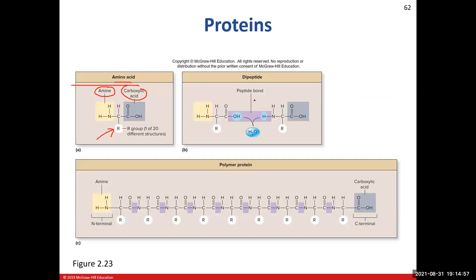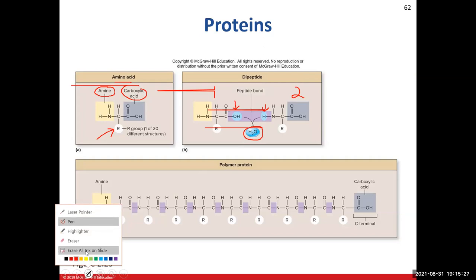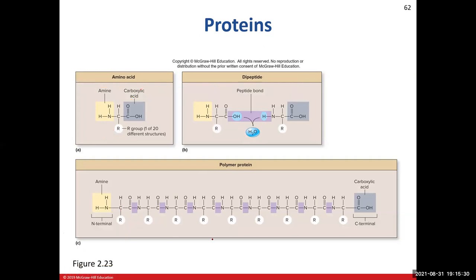That's what we're seeing here in this picture. Here's one amino acid. Here's the other amino acid over here. So here we can see we're going to cleave off this hydrogen ion off of our amine group, and then we're going to cleave off this hydroxide molecule off of the carboxyl group, and they're going to come together and they're going to form water. And so that bond that we're seeing between these two amino acids, all right, that bond is the peptide bond. So a peptide bond is a bond between two amino acids. Memorize that.